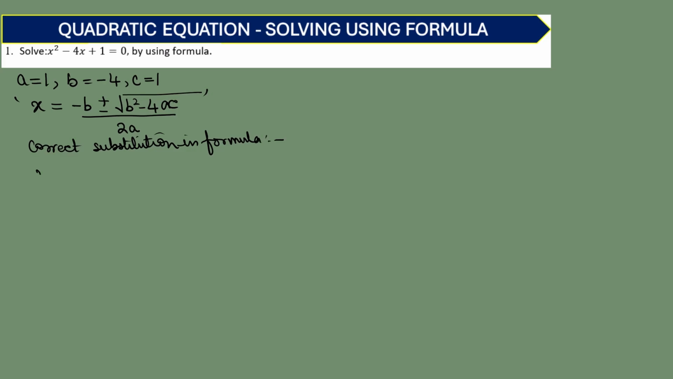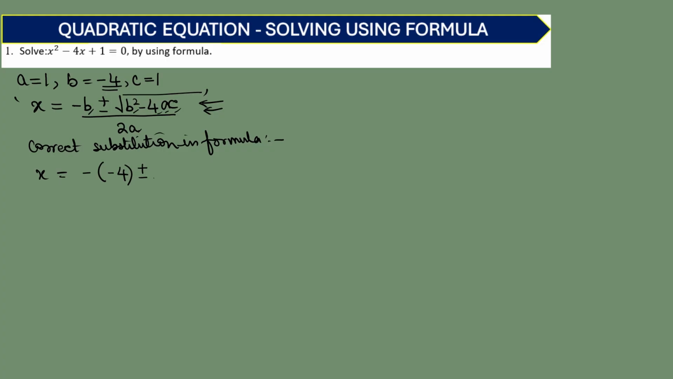That means x is equal to minus b. What is b? In brackets, minus 4. So even though there is a minus sign here, b itself is minus 4. So please don't write minus 4 alone, that will be wrong because b is minus 4. So minus of minus 4 plus minus, and don't directly write plus 4, because correct substitution in formula is important. You have to substitute the correct values of b, b square, 4ac and 2a over here, and only then can you proceed with the numerical. Writing this formula does not carry any marks.